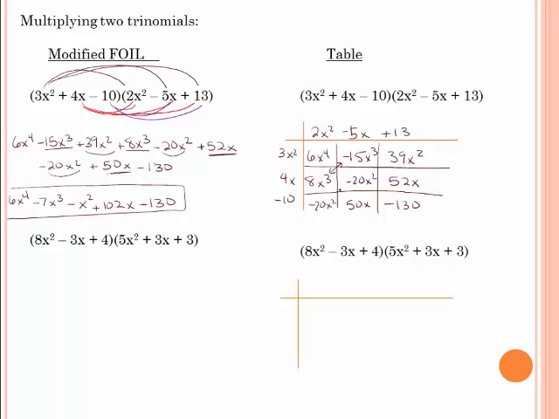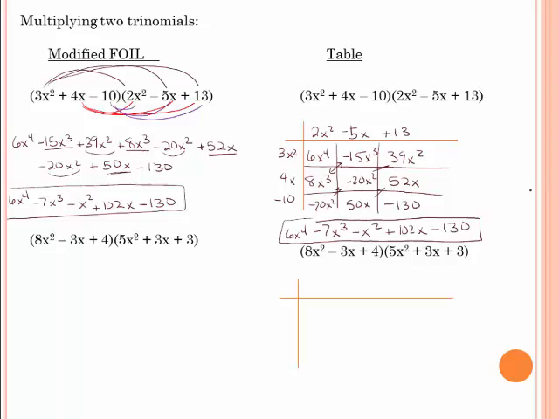Our like terms are on diagonals still. So 6x to the fourth, 8x to the third, and negative 15x to the third, negative 20, and positive 39, 50 and 52, and then the negative 130.